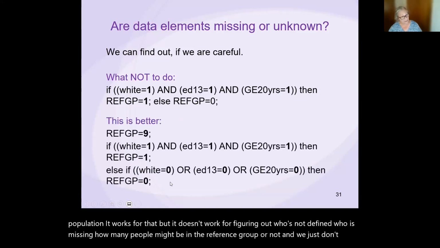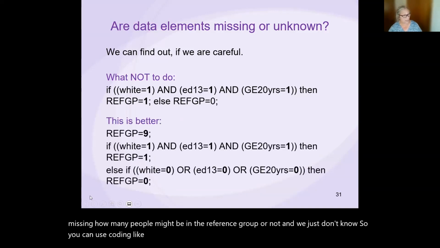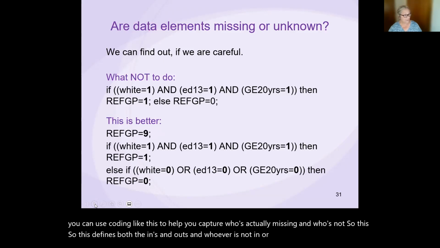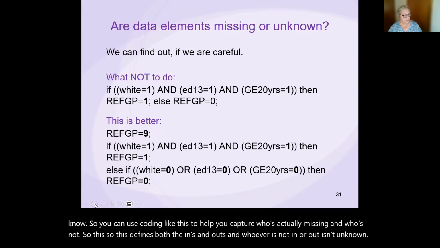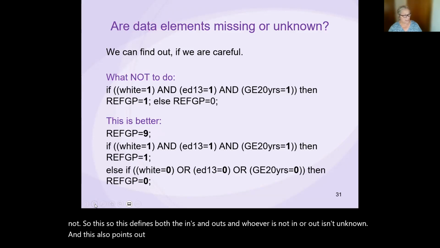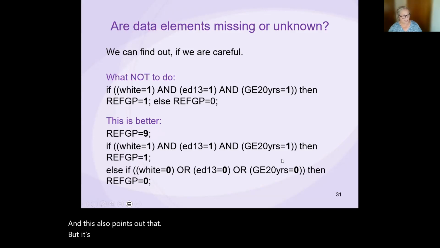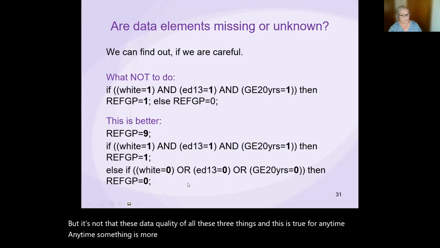So you can use coding like this to help you capture who's actually missing and who's not. This defines both the ins and the outs, and whoever's not in or out is an unknown. This also points out that the data quality of all these three things, and this is true anytime something involves more than one variable, is dependent on each other. So you need to look at them together to get the real picture.